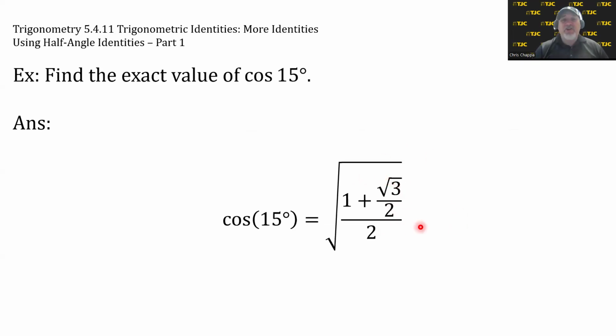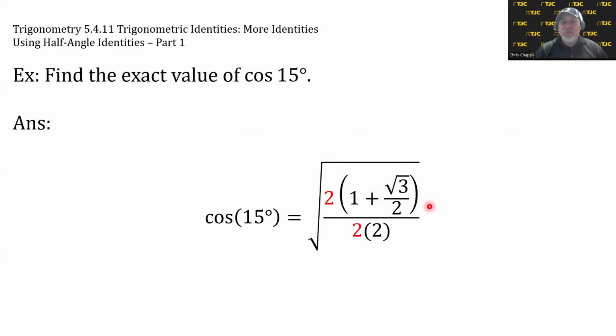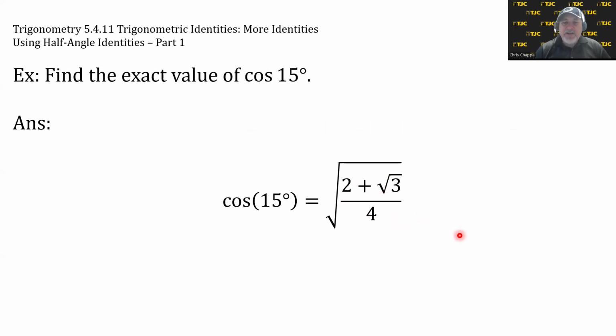And now we're just on a mission to clean up this answer. First off, we have fractions inside of fractions. We can always clear that out by multiplying both sides of the big fraction by the denominator of the little fraction. So let's multiply both sides of this by 2. And when we do that, the 2 on the bottom will multiply to give 4, and the 2 on the top will distribute, turning the 1 into a 2, and canceling the denominator, giving us the square root of 2 plus the square root of 3 over 4, all of it in the square root.